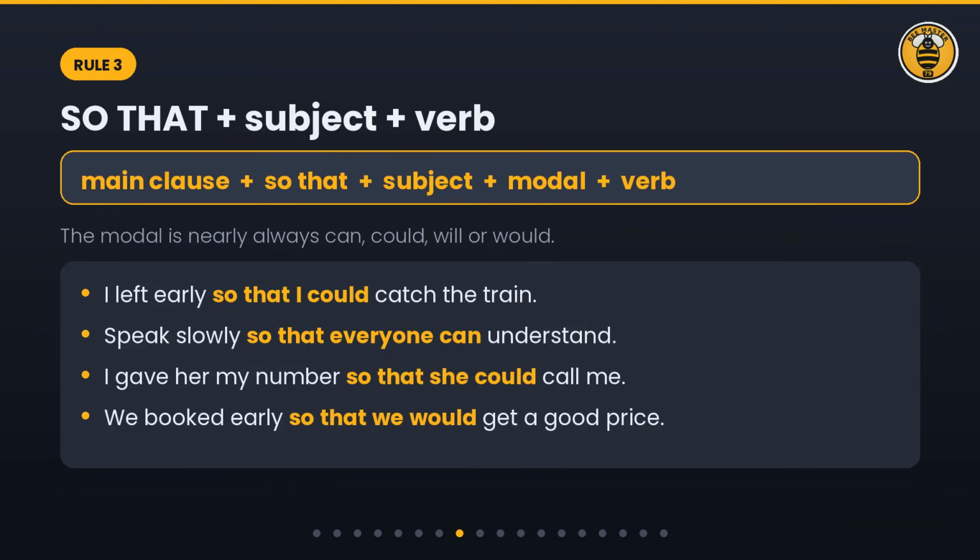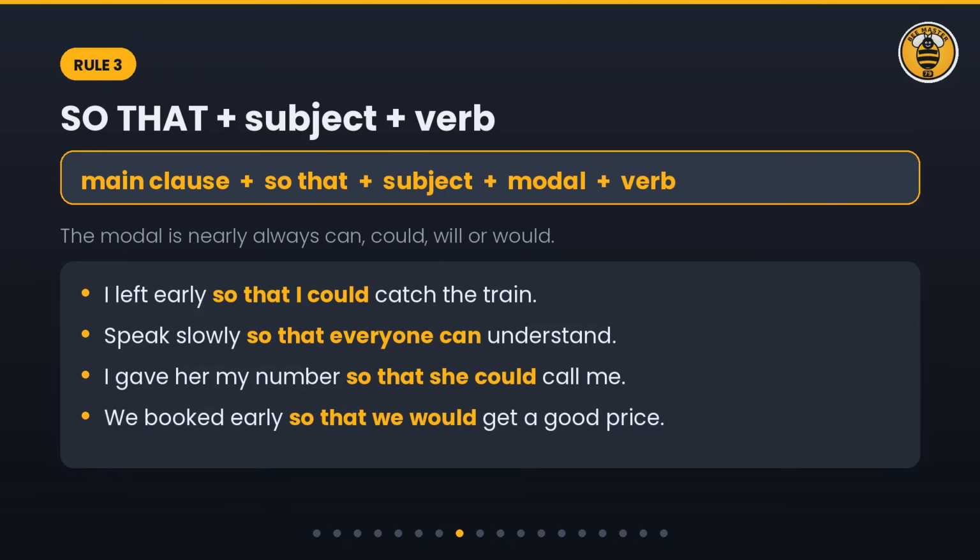Rule 3. So that. This one is the most powerful of the three because it takes a whole clause. The structure is your main clause, then so that, then a subject, then usually a modal verb, and then the main verb. That modal is nearly always can, could, will, or would.